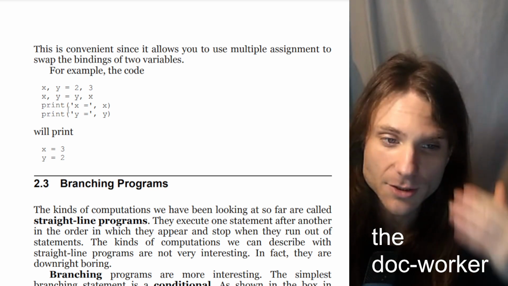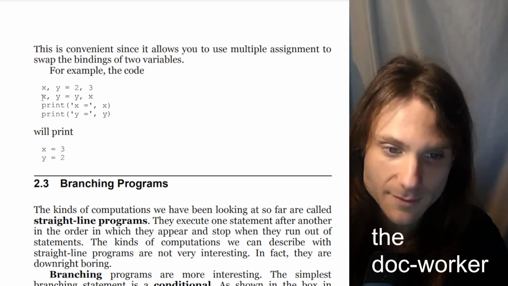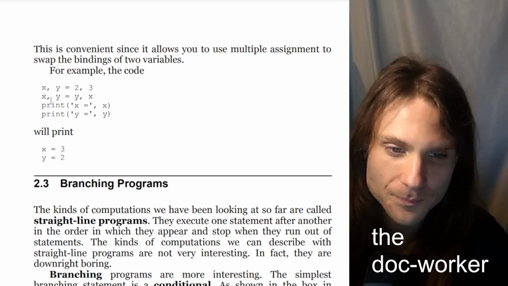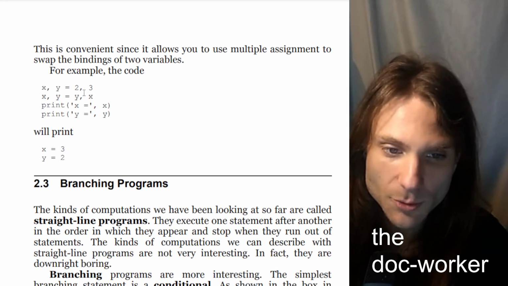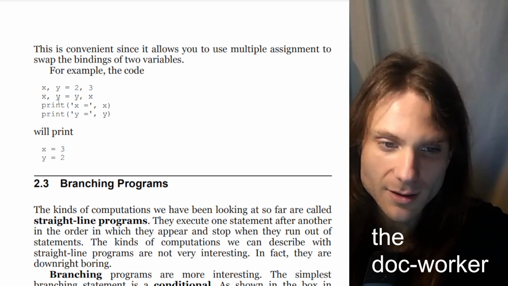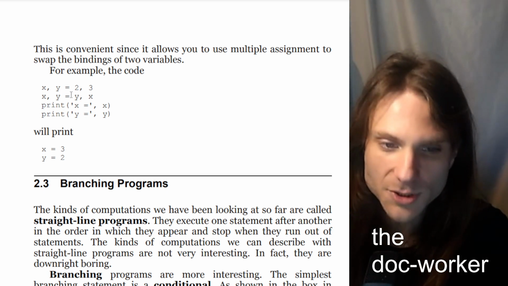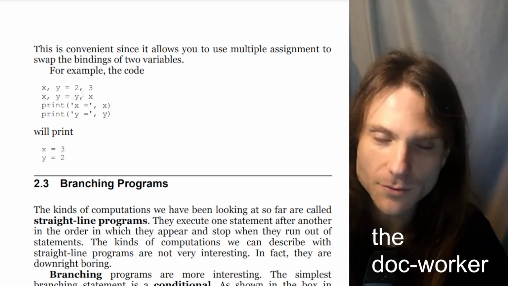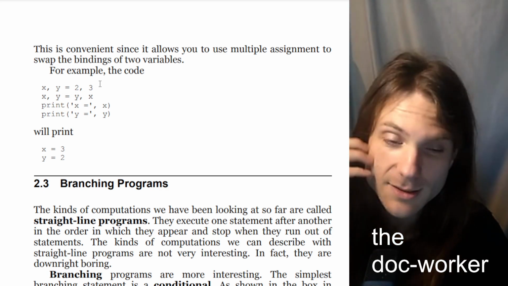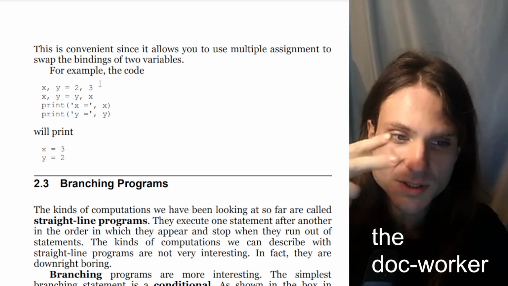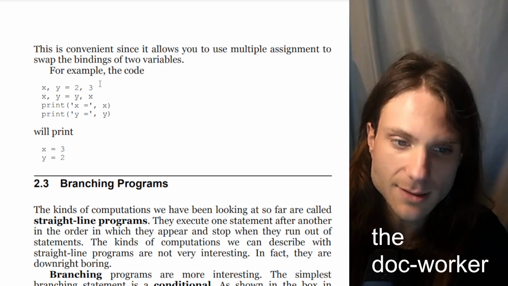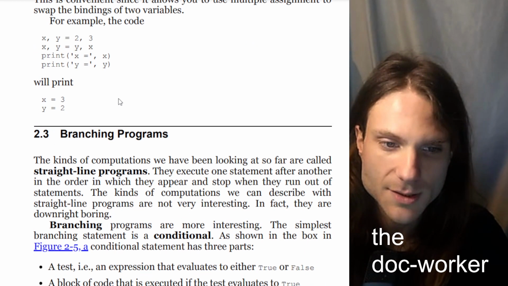Whereas if you had to do that one at a time, like you set x equal to y first, then you would make x equal 3, and then when you went to set y equal to x, well, it would still be 3 because you've already updated the value of the variable x to 3, right? You need to be able to swap them simultaneously in order for this to work. So it is very convenient.